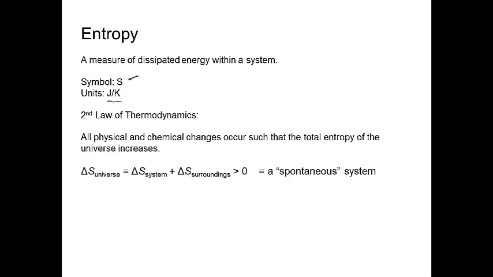The second law of thermodynamics says that all changes involve an increase in entropy of the universe, and the entropy of the universe can be segmented into the entropy of the system that we're using, which is usually the reaction we're studying or talking about, and the surroundings. The surroundings is the rest of the universe. And so the entropy change of the universe is the sum of those two things, and that has to be greater than zero for a reaction to be spontaneous, for the reaction to occur.